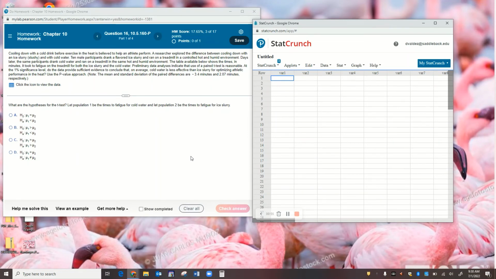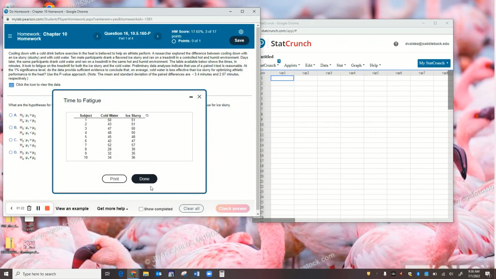At the 1% significance level, do the data provide sufficient evidence to conclude that on average, pay attention here, cold water is less effective than ice slurry for optimizing athletic performance in the heat? Use the p-value approach, and they gave us the mean and standard deviation of the paired differences. So you could do it with summary. I'm going to show you guys how to use it with the data. Why not? It'll be fun.